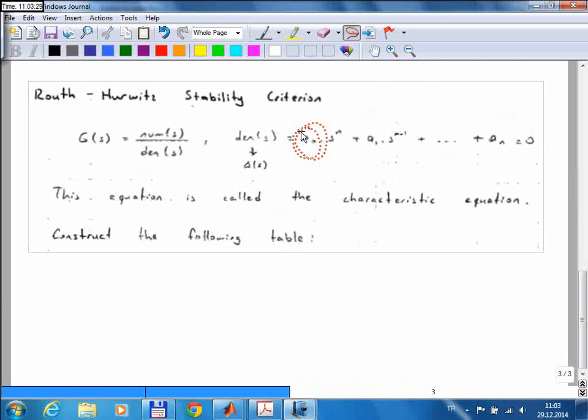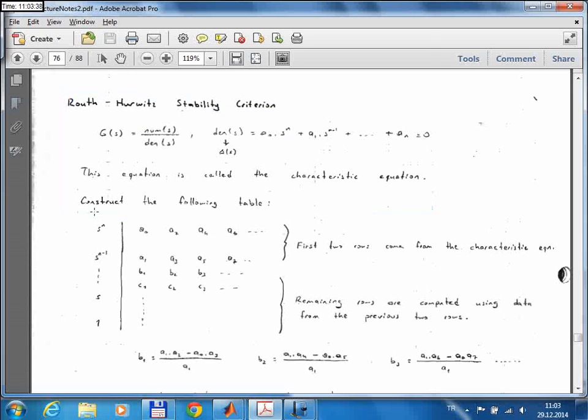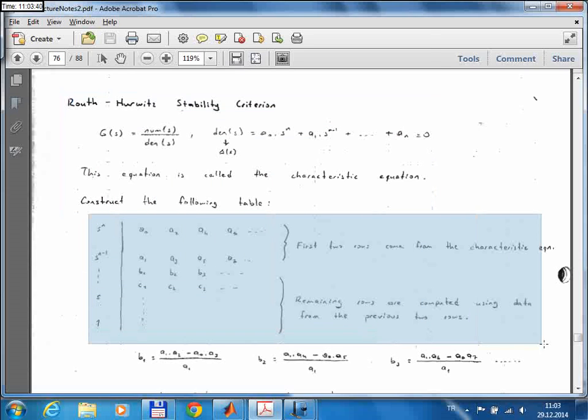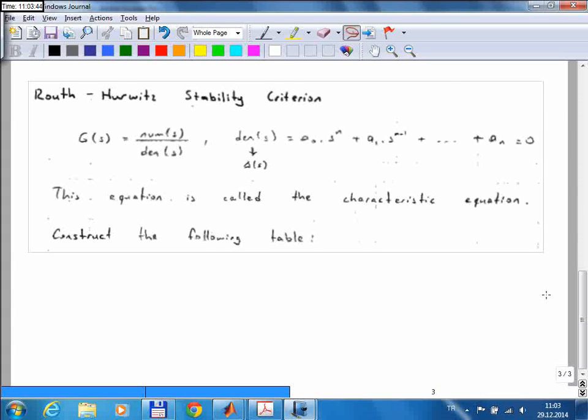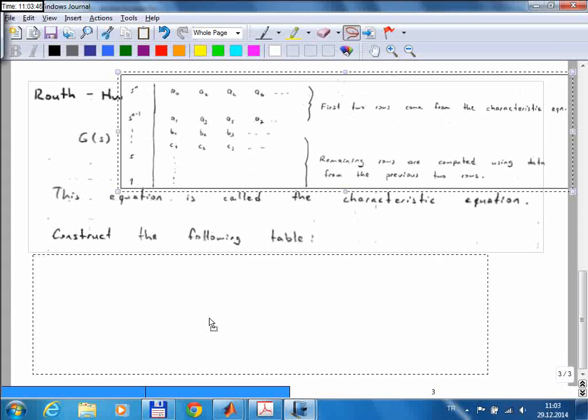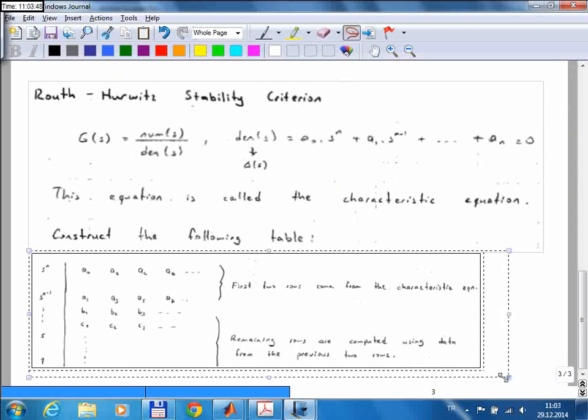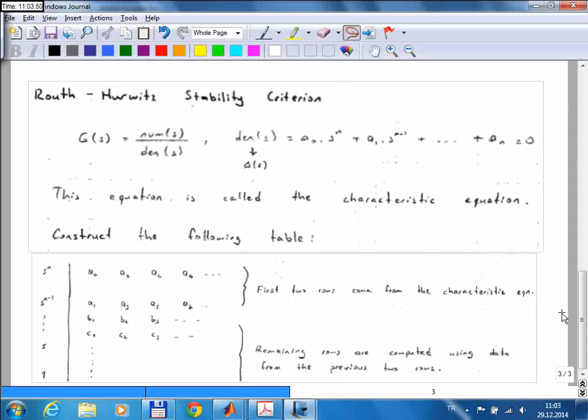So there should be n plus 1 coefficients. By using these numbers, we form an array that looks like this. I'm going to pass this part rather quickly. There are some simple rules, and once you know those rules, you can very easily construct this array.